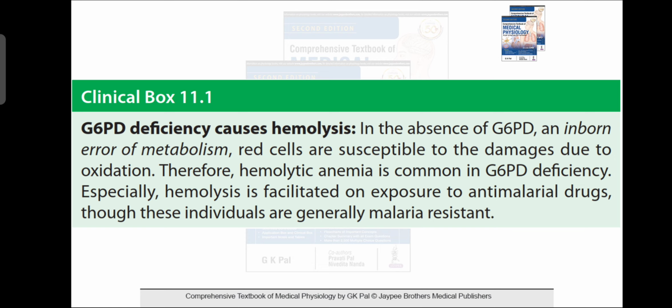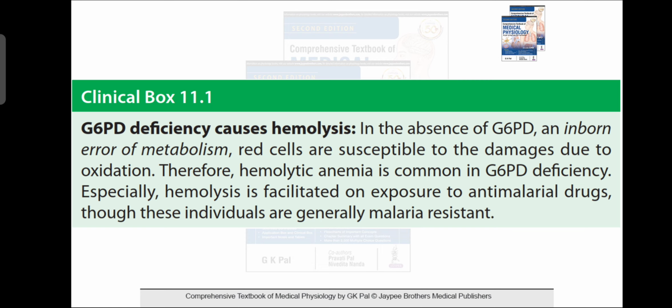G6PD deficiency, glucose 6-phosphate dehydrogenase. In the absence of G6PD, an inborn error of metabolism occurs. In that case, RBCs are susceptible to damage due to oxidation. Therefore, hemolytic anemia occurs in G6PD deficiency.